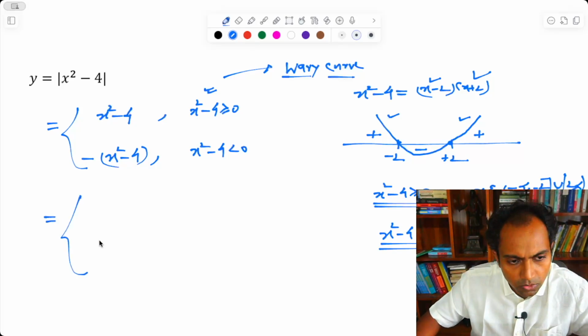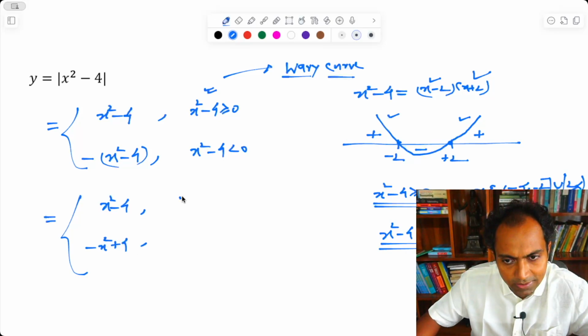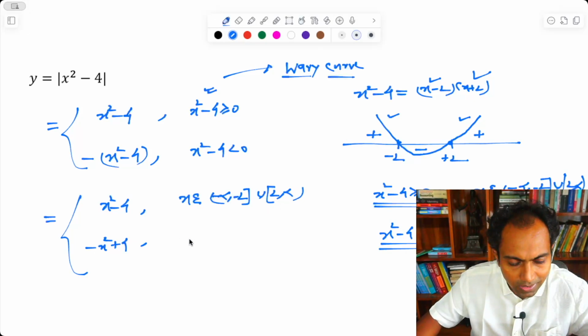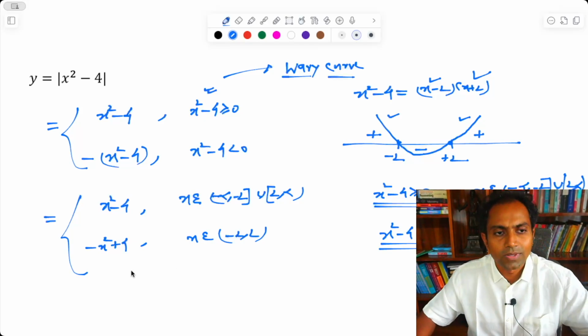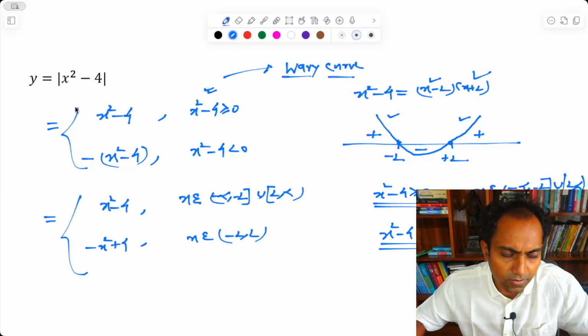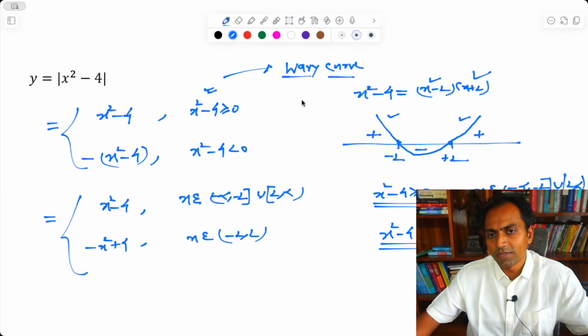This is what I have got, and once I have got this, I can go ahead and write my answer. You can see that the expressions, x square minus 4 and x square plus 4, do not change, but the answer changes. So x belongs to minus infinity to minus 2 union 2 to infinity, and in this second case it becomes x belongs to minus 2 to 2. So in this manner, whatever is the function inside the mod, you can always interpret it.